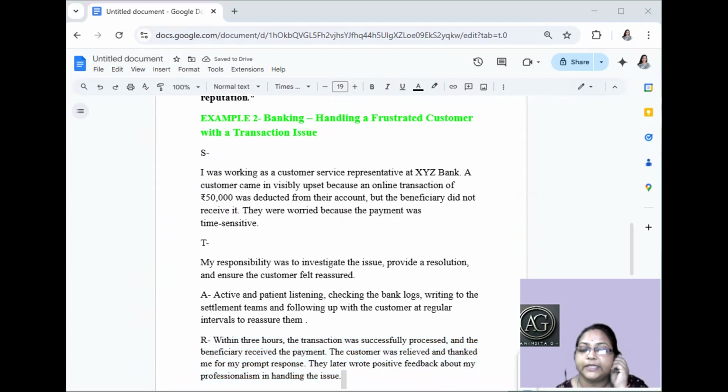So hope these two examples give you enough clarity on how to be structured, give specific information, a time bound solution that you might have given in your earlier job role.